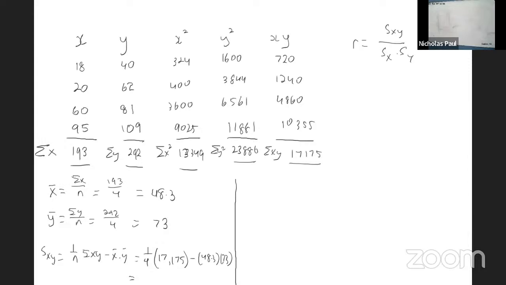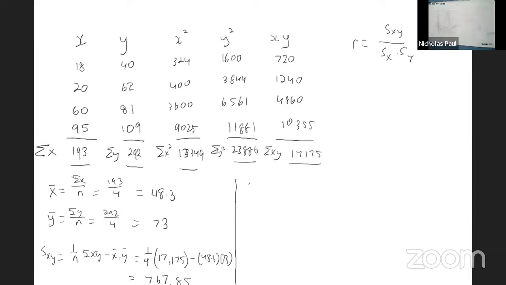767.85. In the end, our answer has to be between -1 and 1. So be careful, we have to be accurate in all these things. That's okay. 767.85.